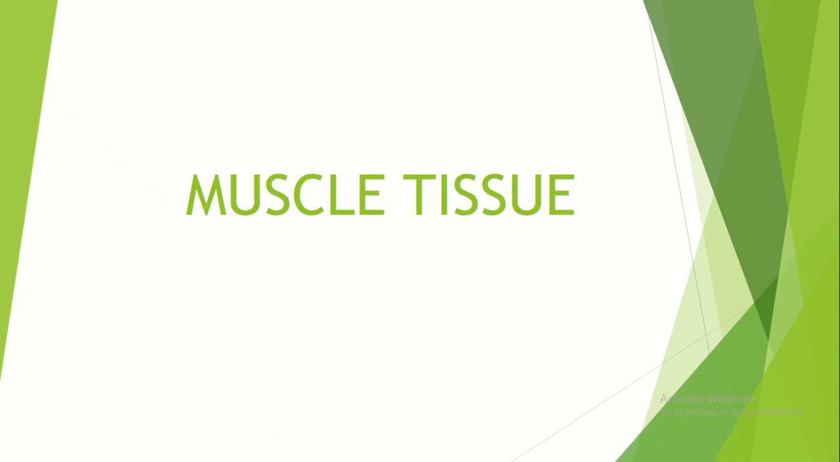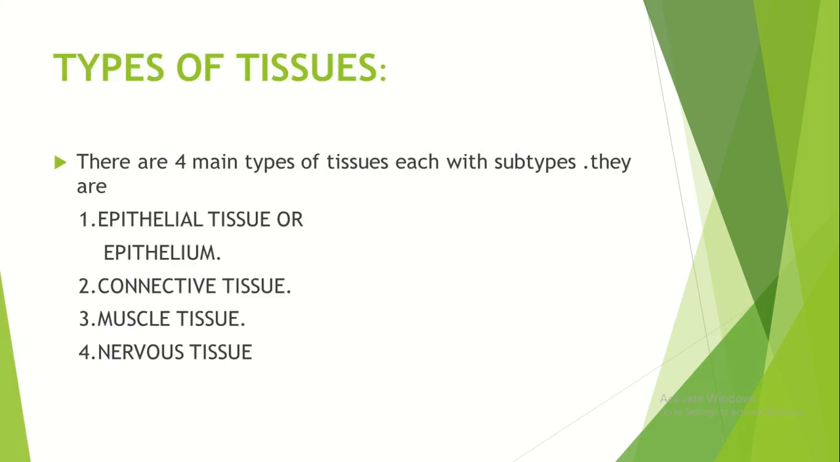And this is our topic today, that is the muscle tissue. So types of tissues. There are four main types of tissues, each with subtypes. They are epithelial tissue or epithelium, connective tissue, muscle tissue and nervous tissue. So today we are going to discuss this muscle tissue. Already we have discussed epithelial tissue and connective tissue. This is the third topic, the muscle tissue.